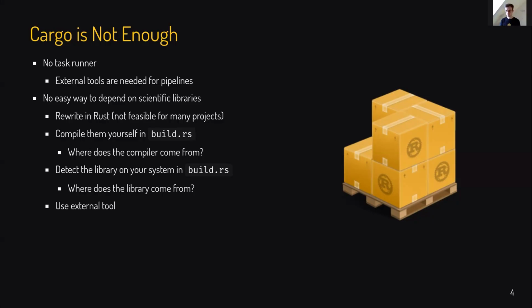Cargo doesn't have a task runner, which, if you do scientific development, is quite important. You have a pipeline, you have a bit of data, you process it, you do something else, you compile a program, run it on your data, and you have output data. So you always need an external tool. But more problematic, I would say, is that you cannot really easily depend on scientific libraries.